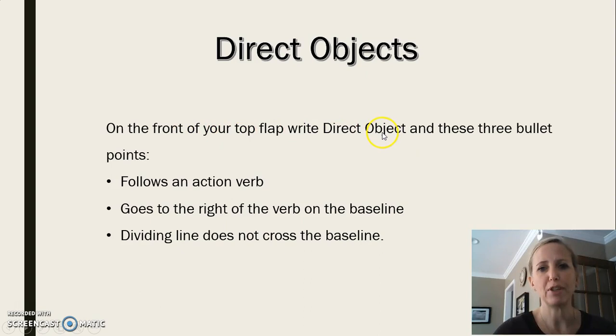On the front of your flap, write direct objects and these 3 bullet points. Number 1, it follows an action verb. Number 2, it goes to the right of the verb on the baseline when you're diagramming it. And number 3, the dividing line does not cross the baseline. That's the big difference between dividing a subject and a predicate and dividing a predicate and a direct object. Between a subject and a predicate, the line goes all the way through the baseline into the space below. Whereas in a direct object, the line stops directly at the baseline, and it is a straight up and down perpendicular line.